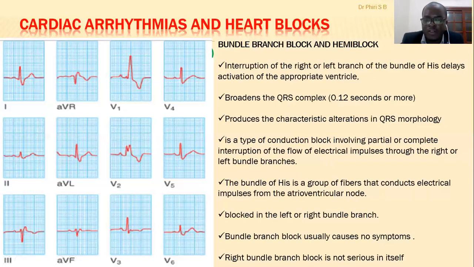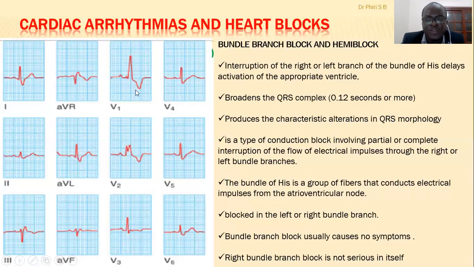So you have broadening of the QRS complex, which produces the characteristic alteration in the QRS morphology. So the QRS is going to be broadened. You can see from here, this QRS complex is broadened in lead 1. In AVL, it's also broadened. You can see in AVL this wave is negative because it's in the other axis, so it doesn't mean that you have an abnormal wave, but just that it's broadened. And then even here in V1 it is broadened, and V4 is also broadened.